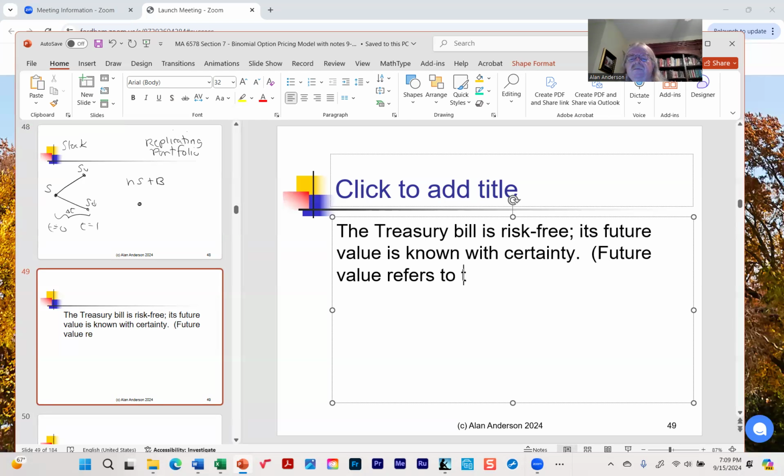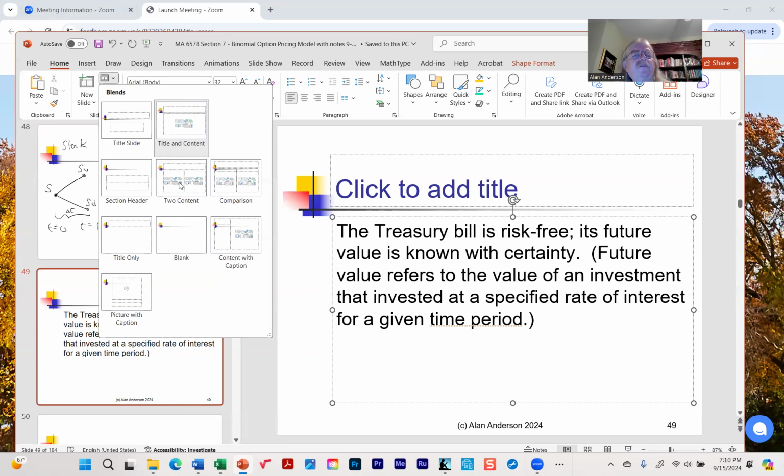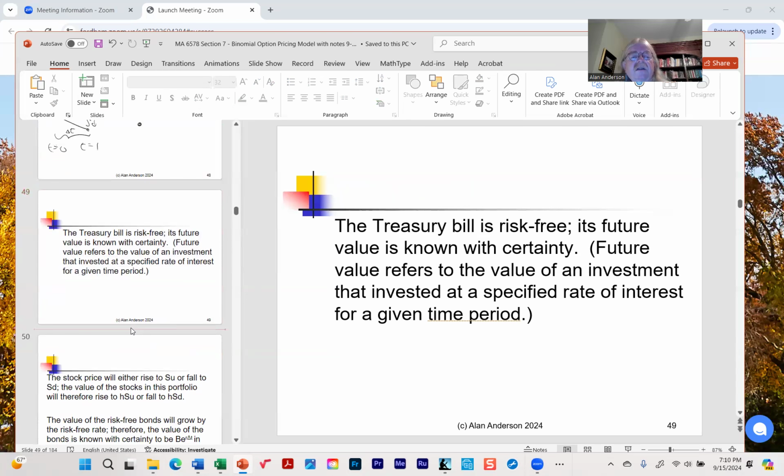So remember, future value refers to the value of an investment that is invested at a specified rate of interest for a given time period. In other words, we're looking one period ahead. And remember, R is the risk-free rate of interest. Don't forget that Hull is assuming continuous compounding. So with continuous compounding, the future value of a risk-free sum of money is going to look like this.